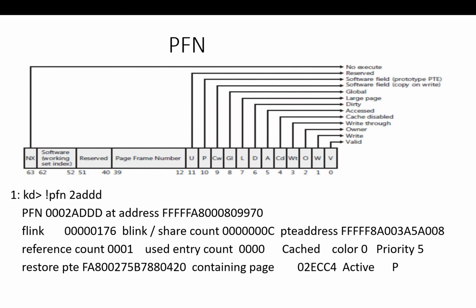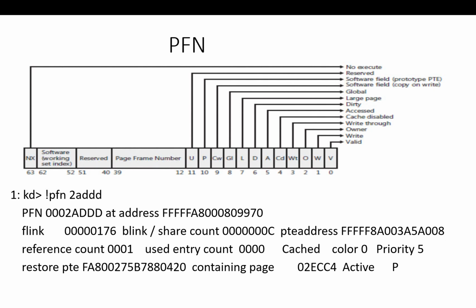And this is an example of a !pfn command that's used in the debugger. In this example, share count is C, saying there are C mappings to that page. Then the PTE address for that particular page, and a page priority. The page is active, meaning it's not on the standby or modified list. It's actively in use. There's the restore PTE. Again, we'll talk more about that later. And in this example, the reference count is 1.